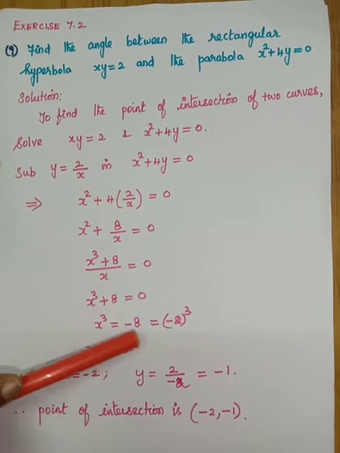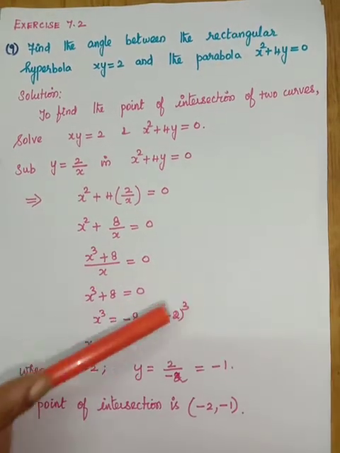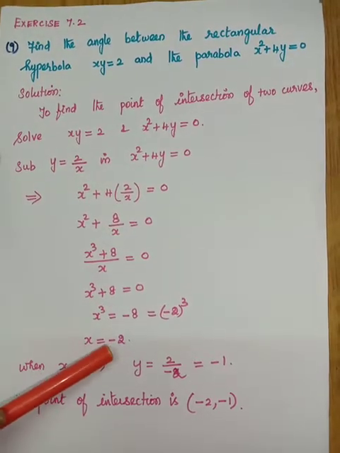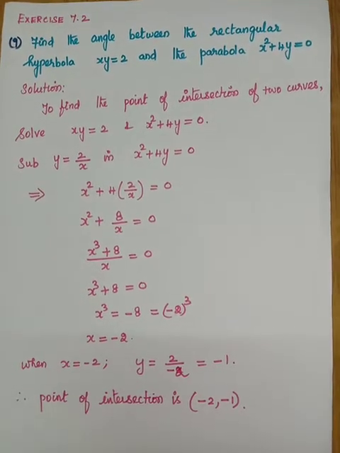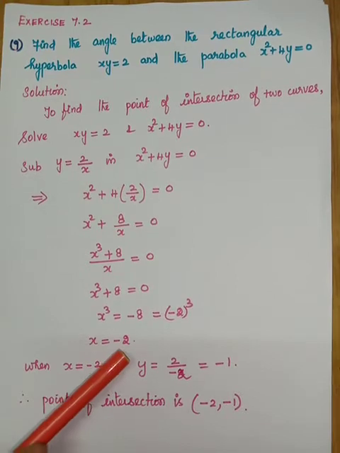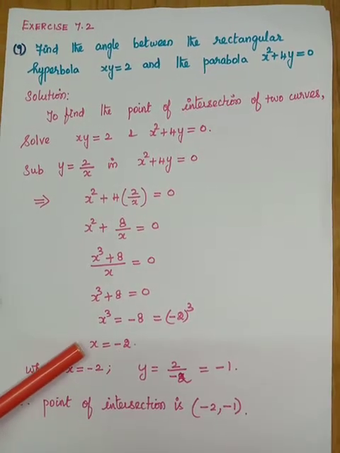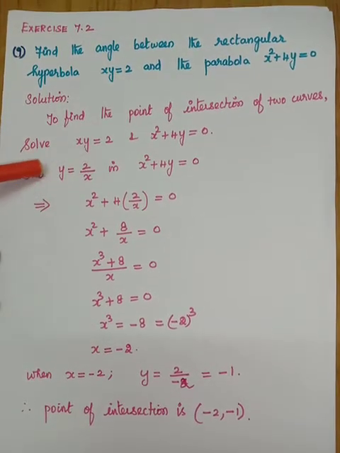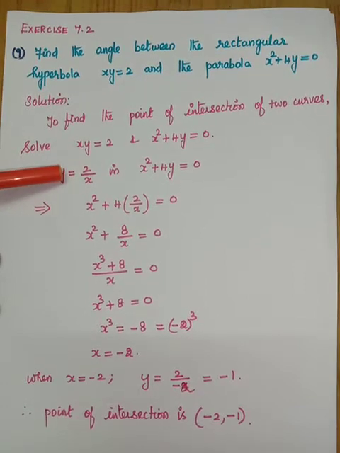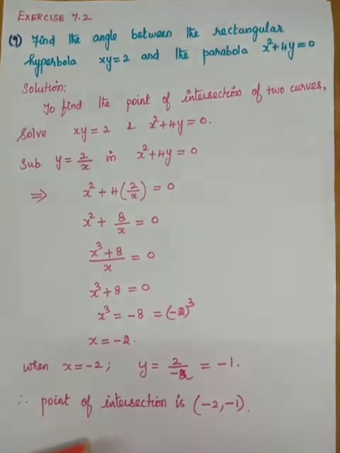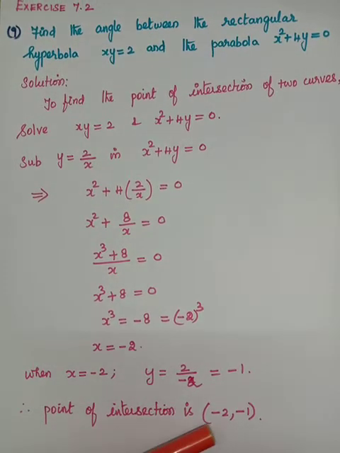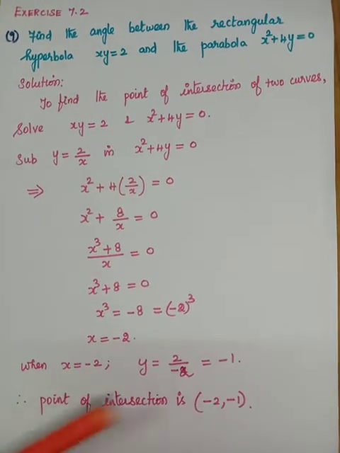This minus 8 can be written as minus 2 the whole cube. So you will get x is equal to minus 2. The remaining two values are imaginary. We are not going to consider them here. So x is equal to minus 2. So if x is equal to minus 2, when you substitute in this term, y is equal to what? 2 by minus 2, that is equal to minus 1. So we have found the point of intersection of the two curves is minus 2 comma minus 1.